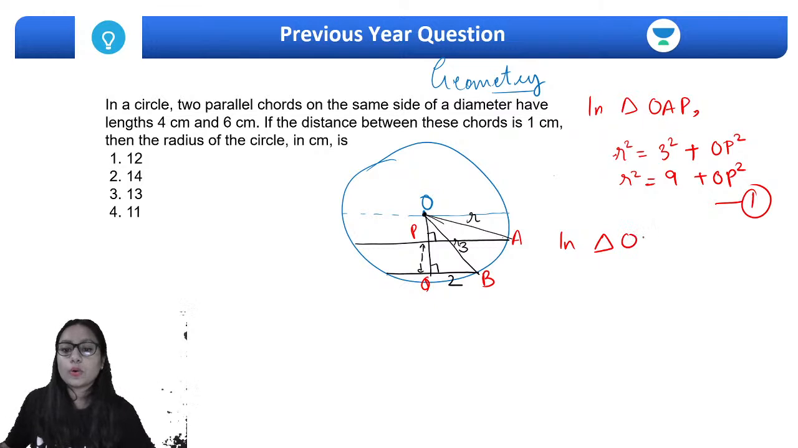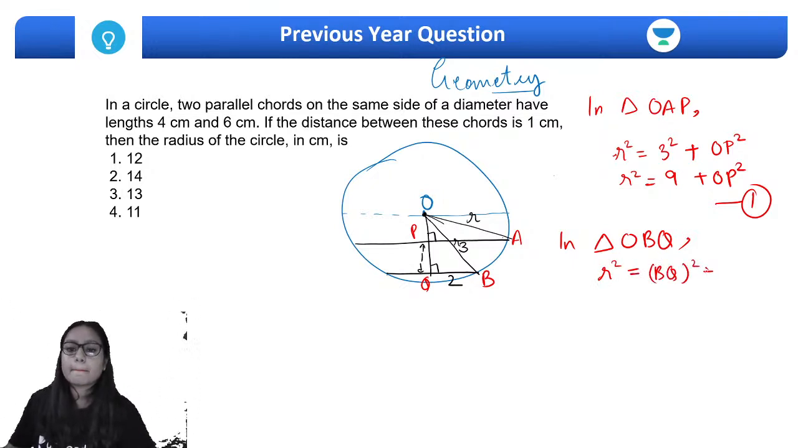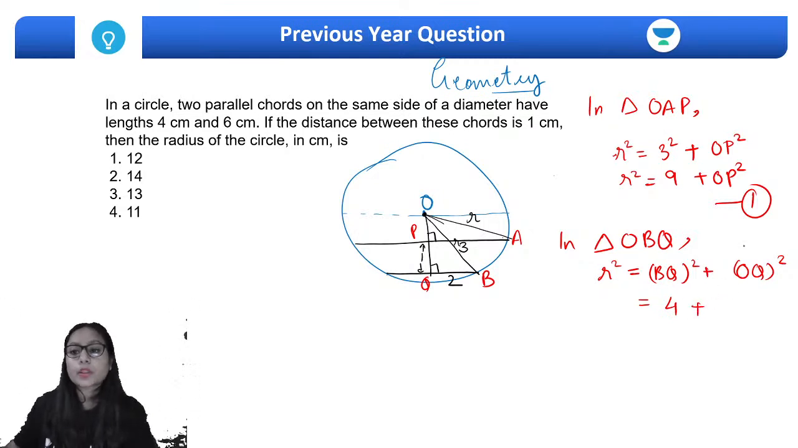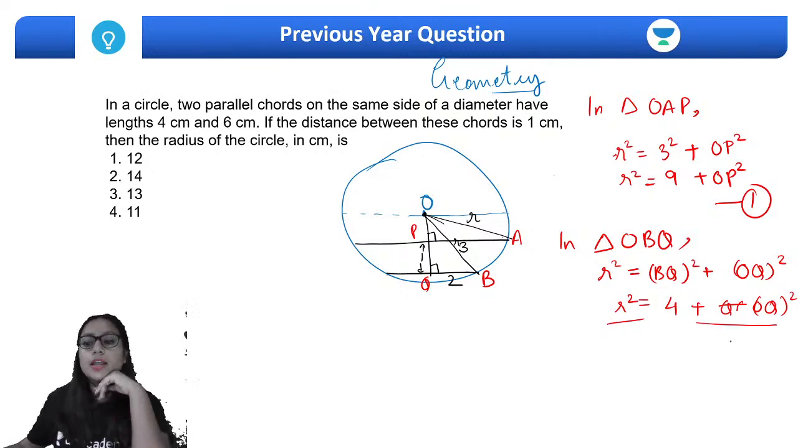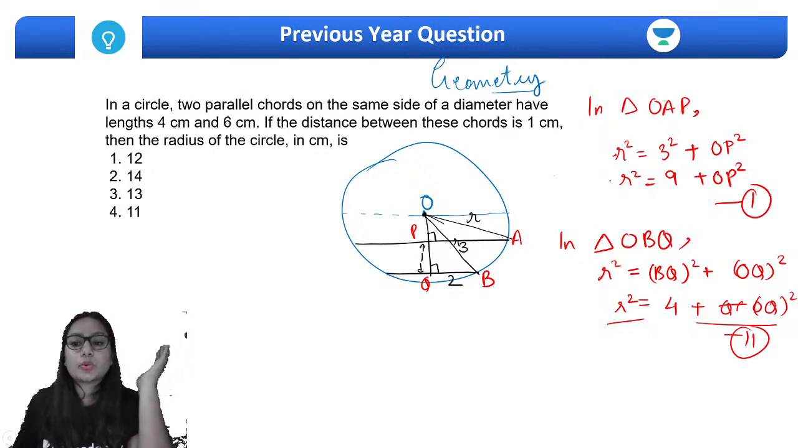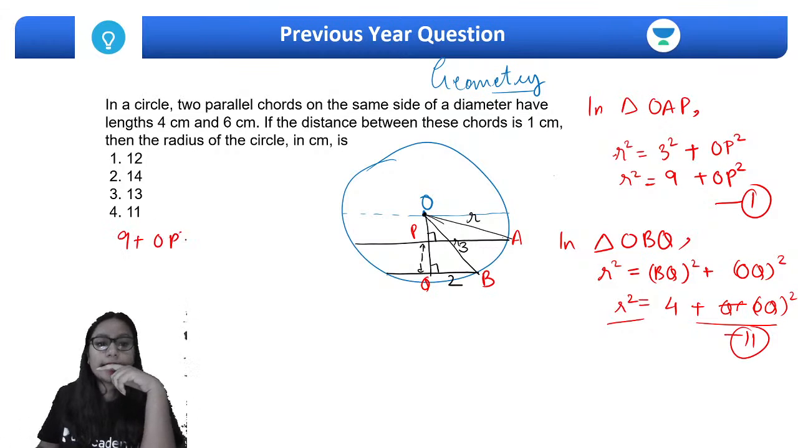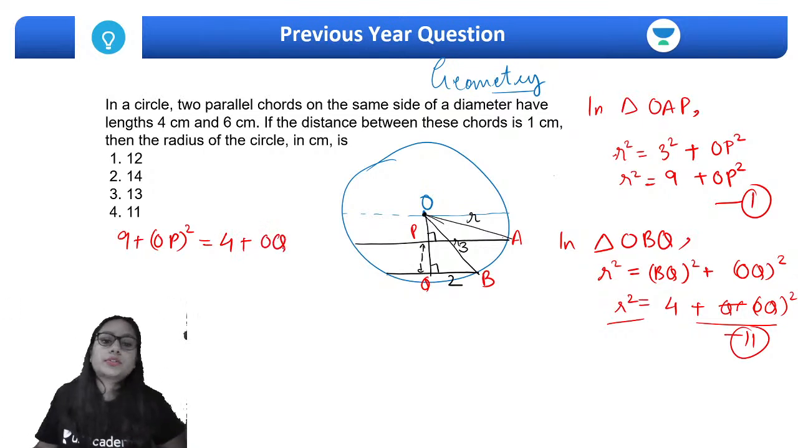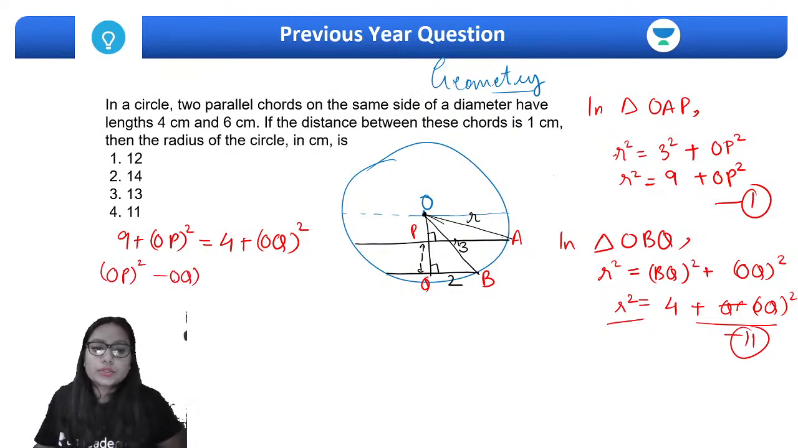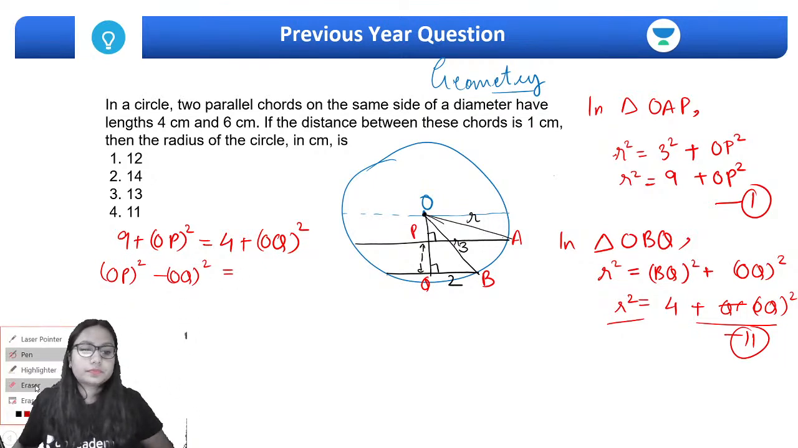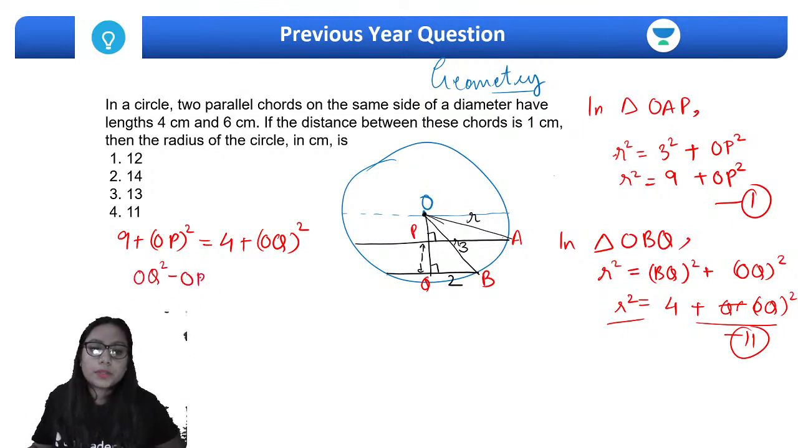Now let us take a different triangle, OBQ. In this triangle also, r square is equal to BQ square plus OQ square. BQ here is equal to 4, so BQ square is 16, and let us keep OQ as OQ square only. This is the second equation. Both are representing r square, so I can equate them: 9 plus OP square is equal to 16 plus OQ square. From here I get OQ square minus OP square is equal to 5.